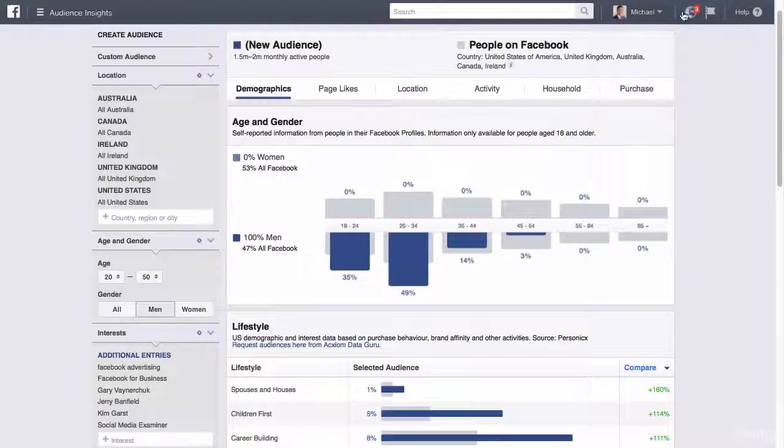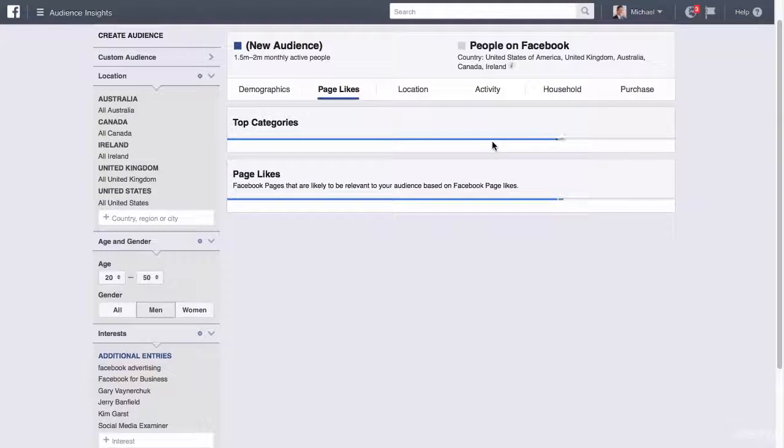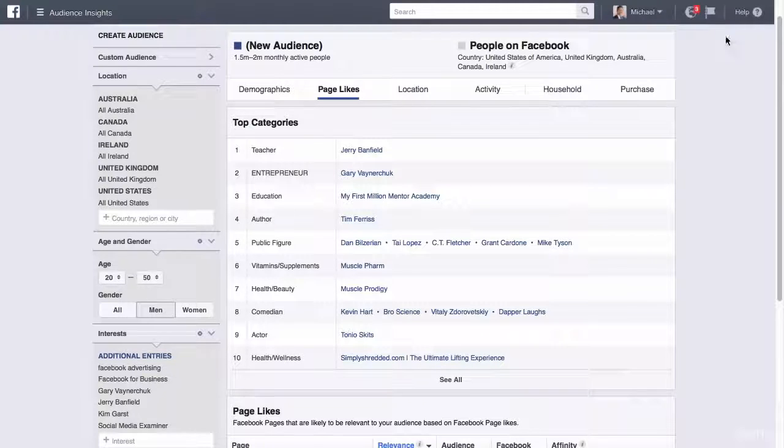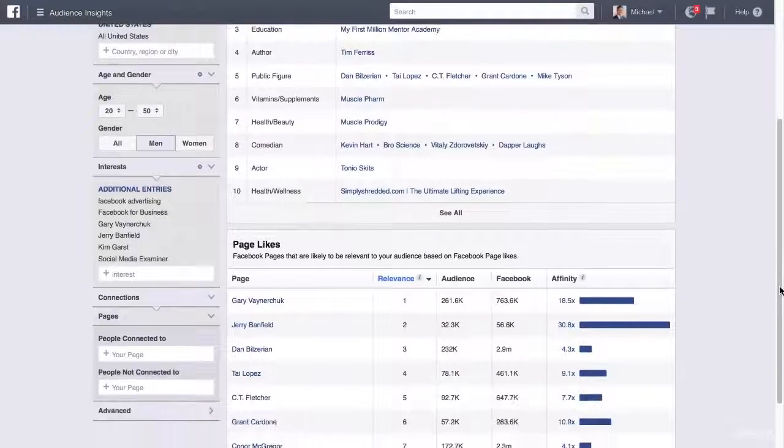So now we're going to go over to page likes and watch what happens. Now Facebook are saying to me, right, we kind of get the gist of what you're trying to do. You're trying to build an audience of people who identify with teacher, entrepreneur, education, public figure, vitamins and supplements, health and beauty. That's right, I'm trying to amongst these three here. And maybe public figures as well.